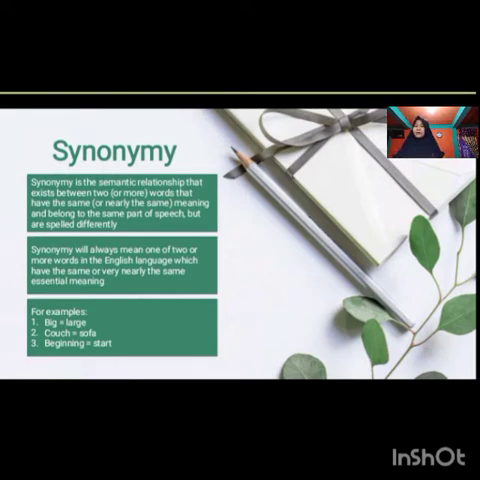The important thing that we should remember is that synonymy will always mean one of two or more words which have the same or very nearly the same essential meaning.